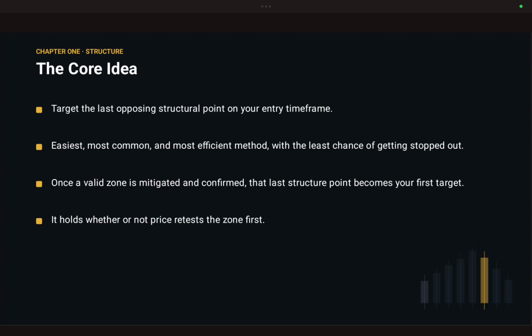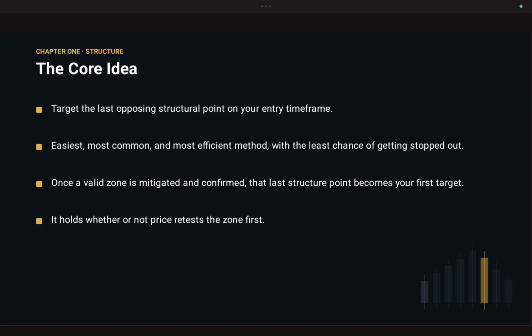This means of setting take profit level is the easiest, it is the most common, and to an extent also the most efficient. It is just so easy to use with the least chance of getting stopped out.